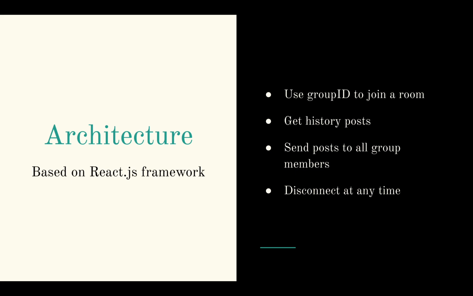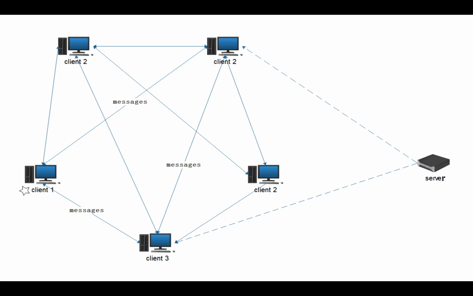First, use group ID to join a chatting room. Second, newly joined peers could request all history posts. Third, peers could send posts to all other members in the room. And fourth, each peer could disconnect from the group and exit at any time. Those features make Xsocial an effective and secure P2P social network application.